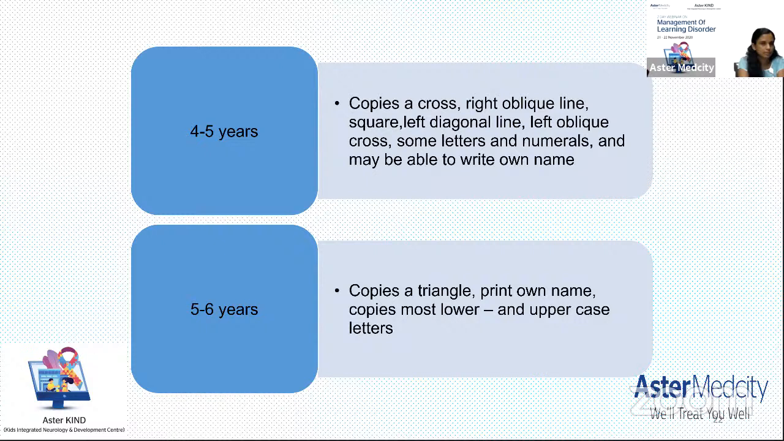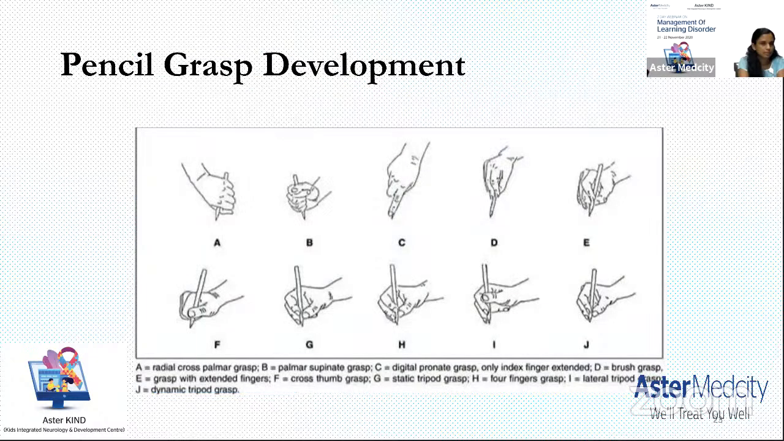And by the age of 5 to 6 years, they start copying the triangle. They'll be able to print their own name, and they'll be able to copy most lower and uppercase letters. So when we are treating the child, we need to remember all these developmental milestones. And now let's go to the pencil grasp development.